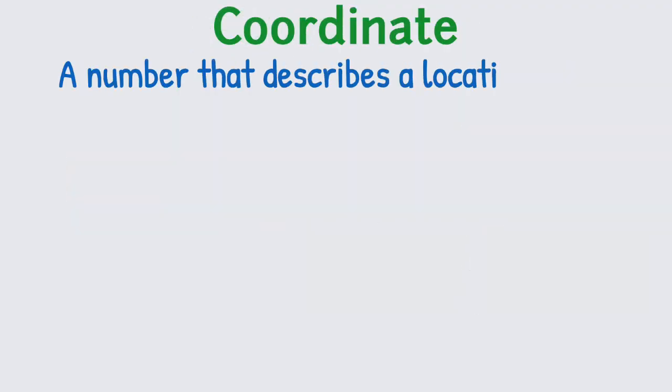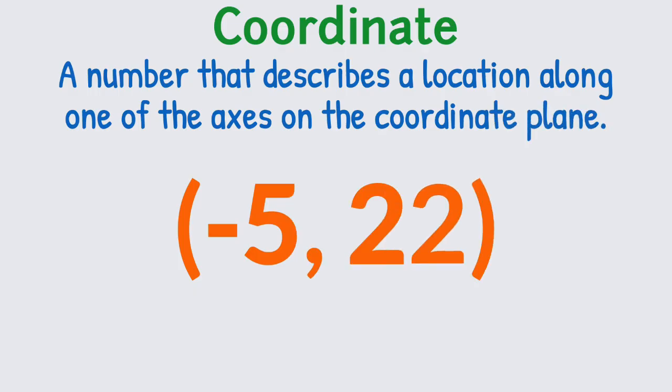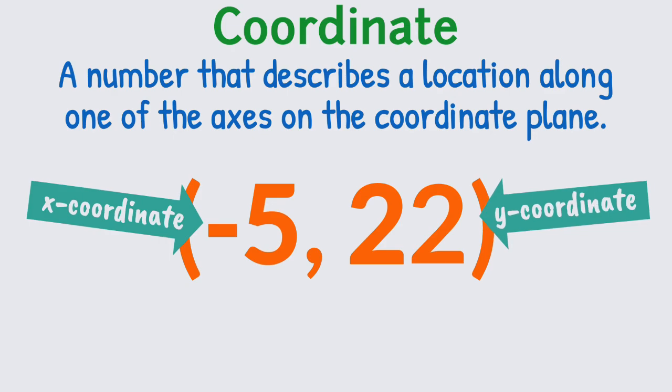Coordinate. A number that describes a location along one of the axes on the coordinate plane. Every point has two coordinates, an x-coordinate and a y-coordinate. They work together to pinpoint an exact location.